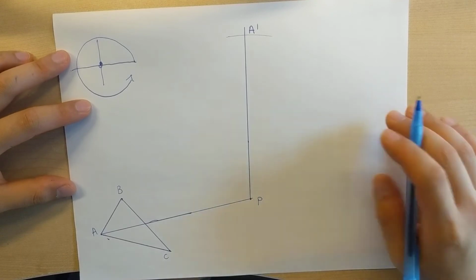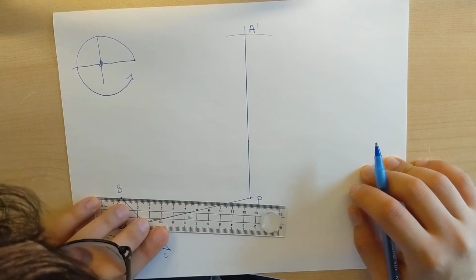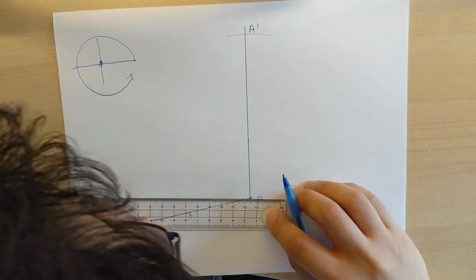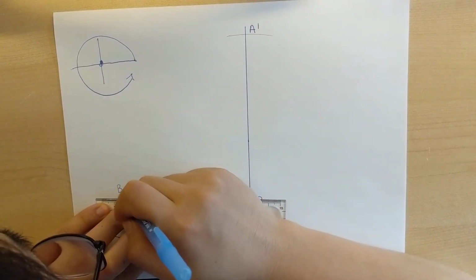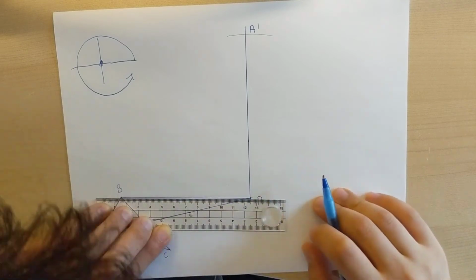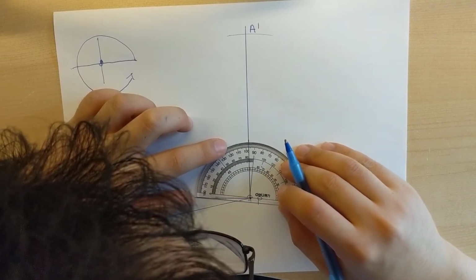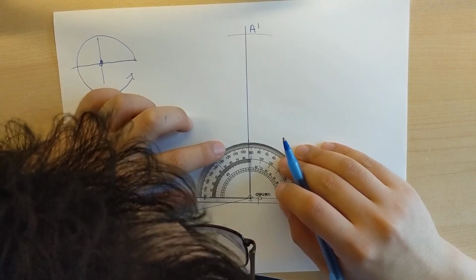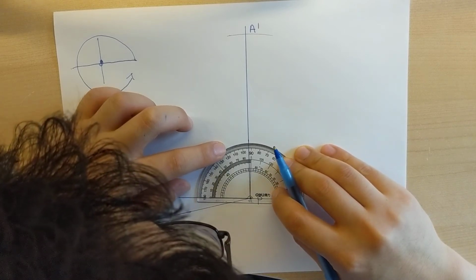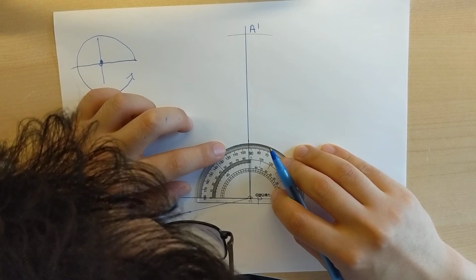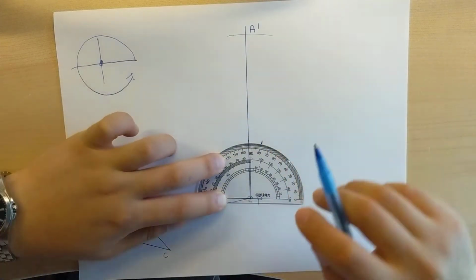All right, and I'm going to repeat this process with B and C. I'm going to take my straight edge and line up B with point P. And I'm going to take my protractor. Again, I am going to line up the horizontal line and P on the crosshairs. And that looks to be about right. And I'm going to place my point on 80, like so.